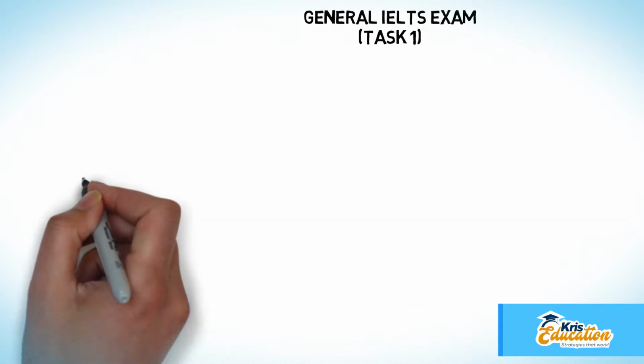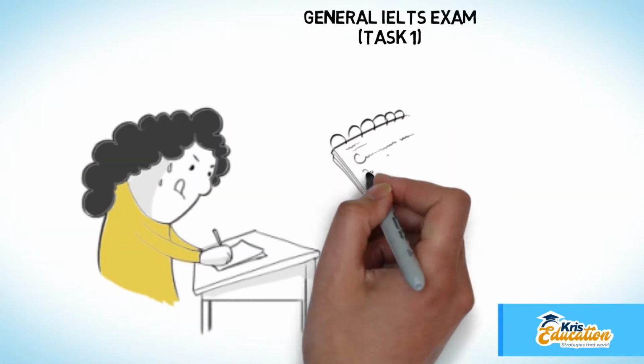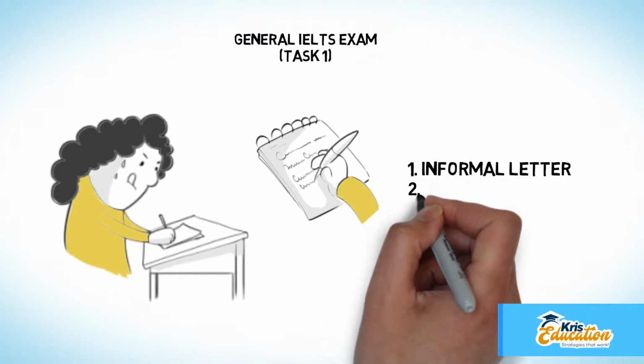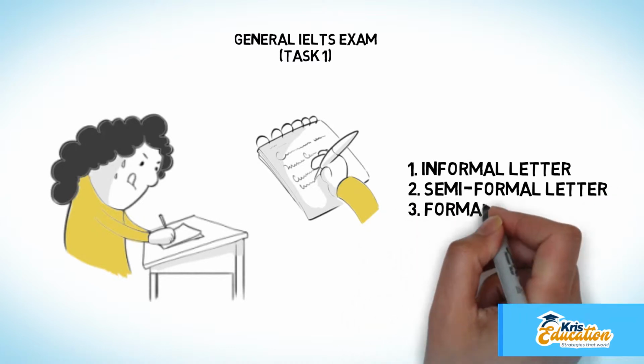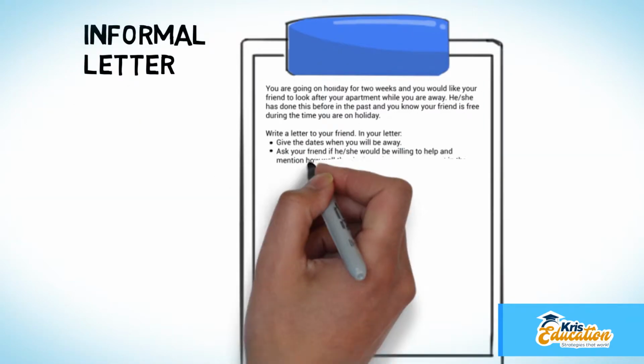In the general IELTS exam, Task 1 asks test takers to write a letter. There are three main types of letter: informal letter, semi-formal letter, and formal letter.